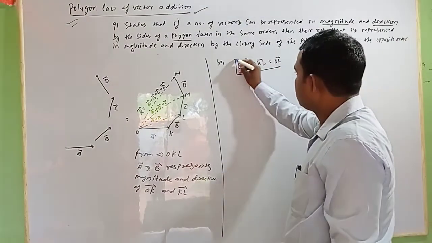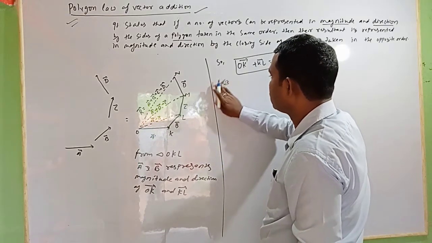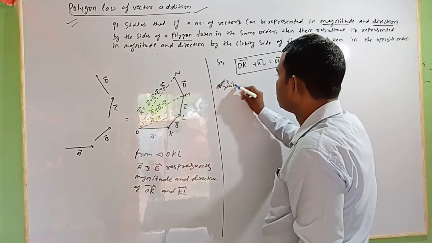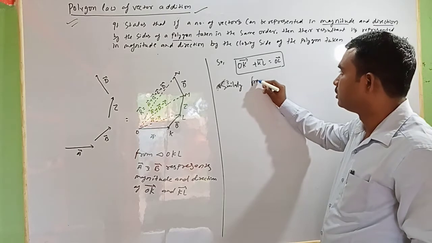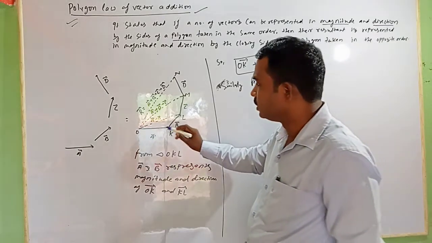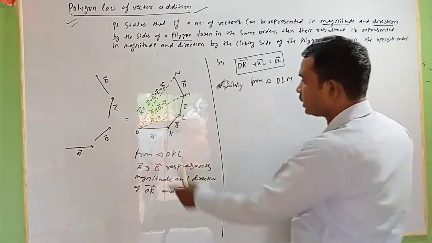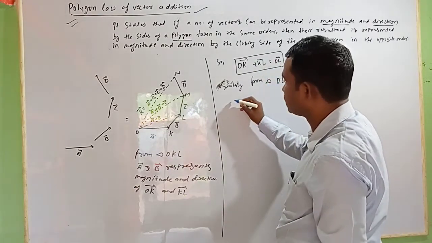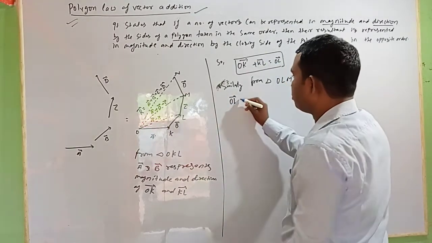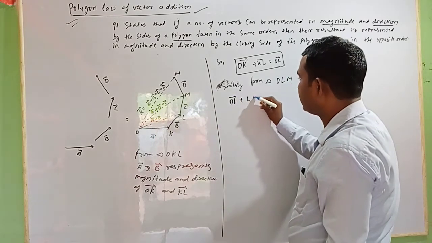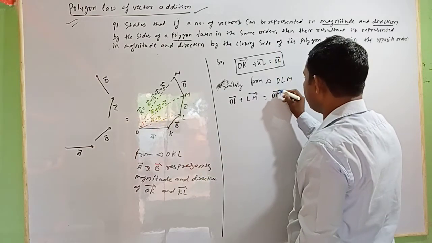And just like that, students, you can also take similarly from another triangle. Which one will you take? You will take OLM. If you take OLM, then you will write here vector OL plus LM equal to, what you will write, OM. Very good, OM. Can you write?